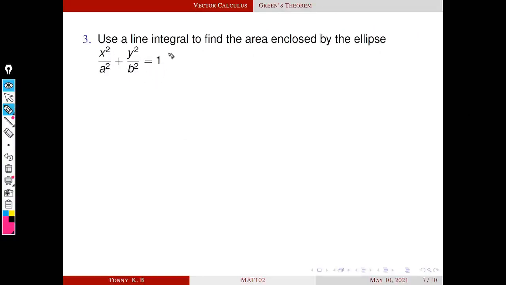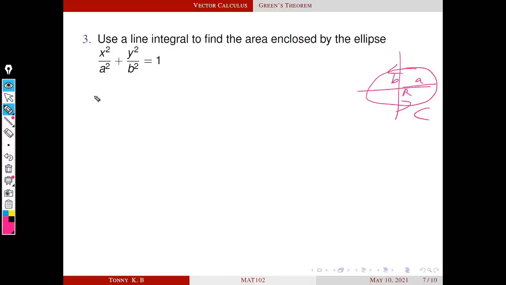Next problem. Use a line integral to find the area enclosed by the ellipse x square by a square plus y square by b square equal to 1. Suppose this is the equation of the ellipse, and this length is a and this length is b. So we have to find the area of this ellipse. First of all, we have to identify the curve C. C is the boundary of the region R. We can evaluate the area using Green's theorem, any of the three formulas.